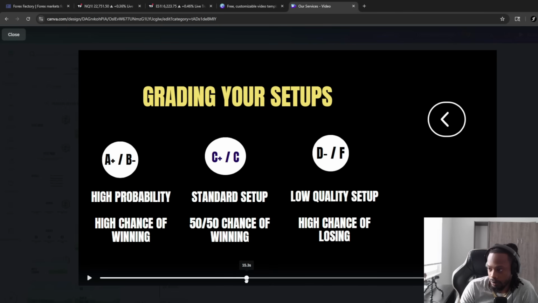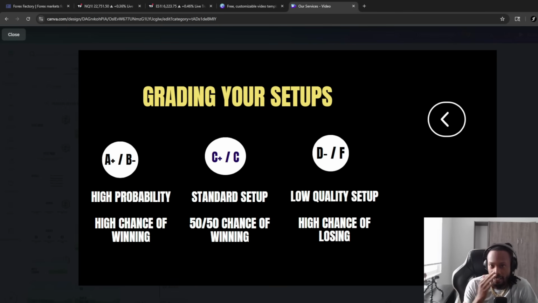All right. Now let's talk about grading setups, okay? Grading setups is super, super important. I say that because I'm not putting the same risk on each trade. So I advise you to have a different range of contracts that you can use. Whether you're trading micros or minis, it doesn't matter, because I'm not putting the same contract size on each trade, okay? So we have A+ and B- setups, C+ and C setups, D- and F setups, okay?